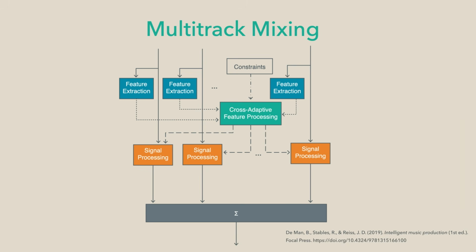In an intelligent multi-track system, each track is analyzed separately to extract key features such as frequency balance, dynamics, and timbre. These features are then sent to a central cross-adaptive feature processing block, where the system evaluates the relationship between tracks. Based on this analysis, it generates control data that informs how each track should be processed in relation to the others. For example, a guitar may receive different EQ settings depending on whether it's playing solo or alongside vocals, while compression on drums may adapt dynamically to the bass track's energy. Every decision is context-aware, ensuring that all elements coexist coherently in the mix.